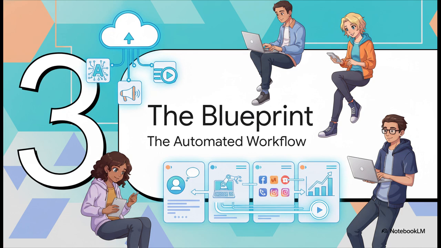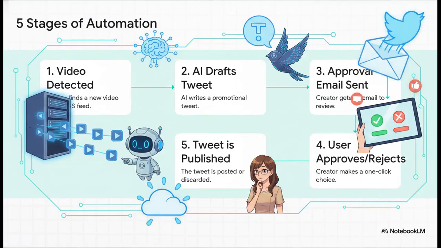So how does this whole thing actually work under the hood? Let's pull back the curtain and take a look at the blueprint for this automated workflow, piece by piece. Okay, from a bird's eye view, the whole thing boils down to these 5 main stages. It kicks off when it finds your new video, and it ends when a tweet goes live. And right in the middle, there's that super important human approval step. Let's dig into each one.